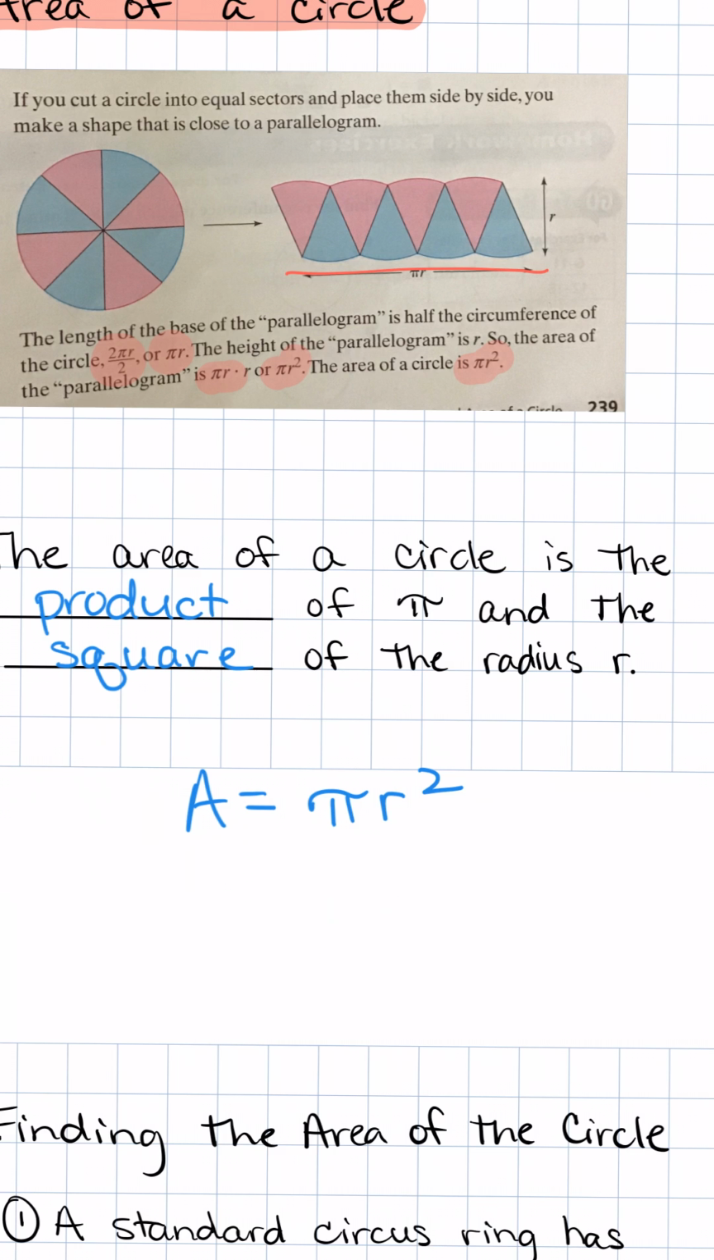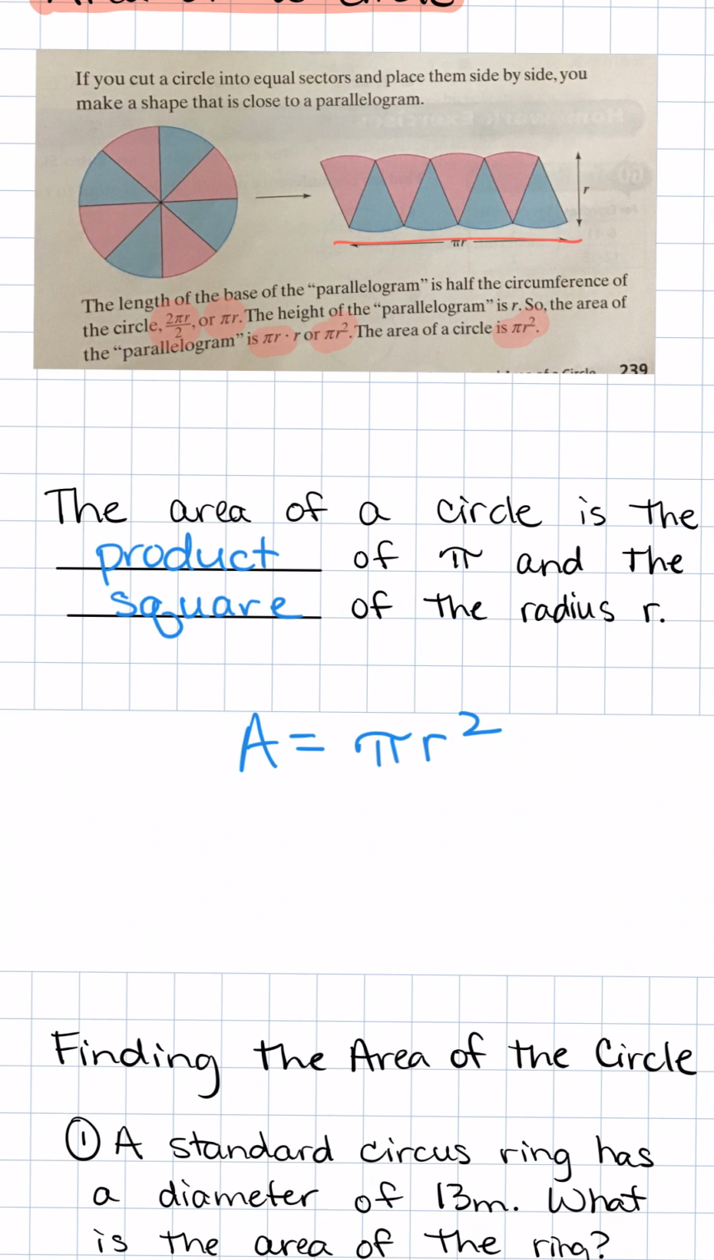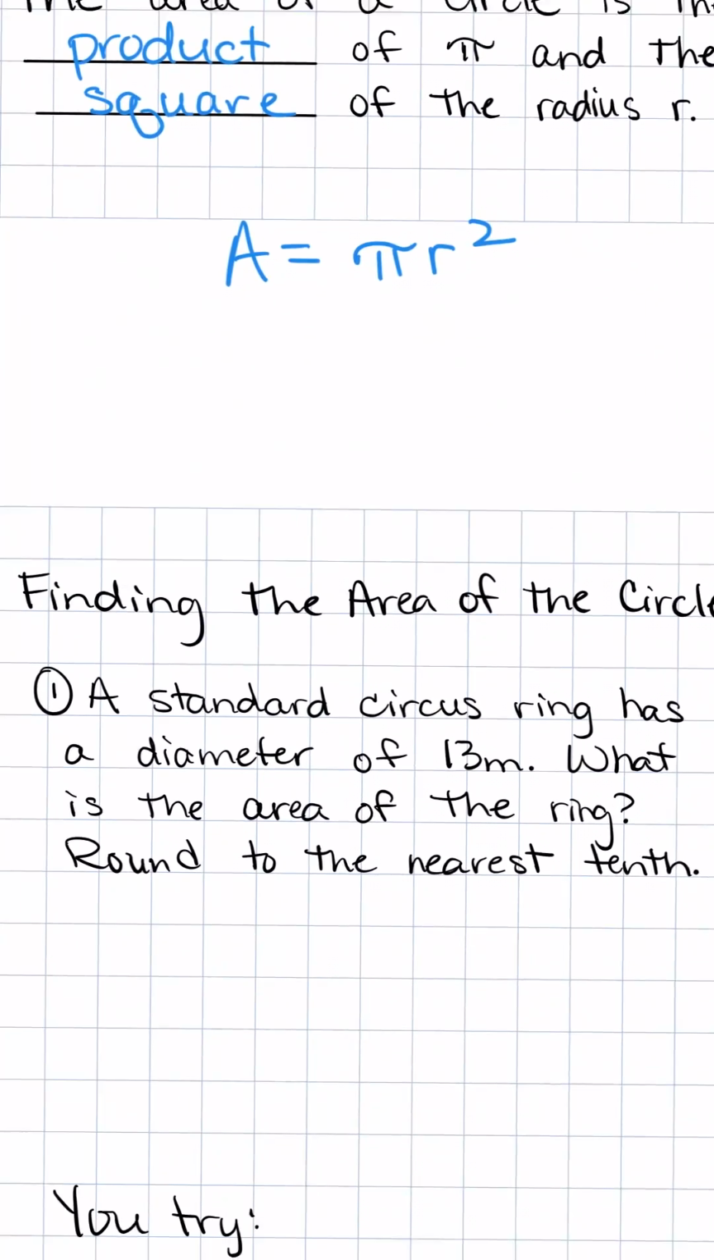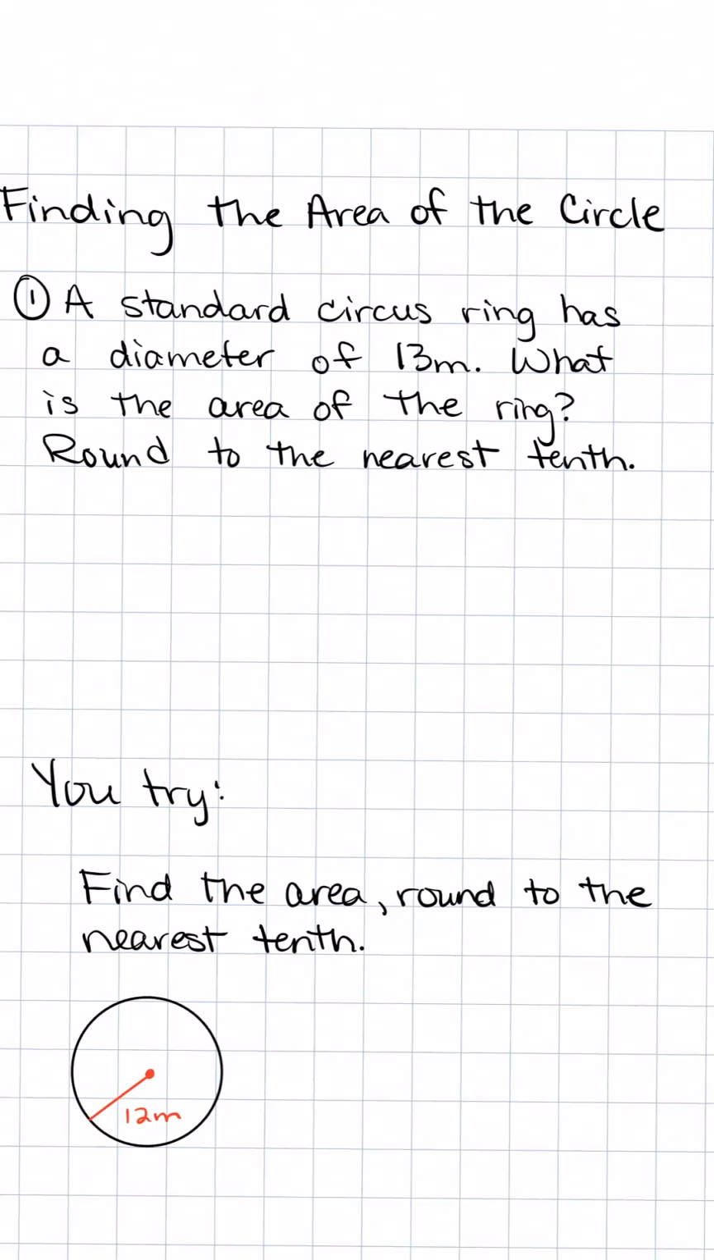So that means we'll always need to know the radius. And so if they only give you the diameter, you're going to have to find the radius by dividing the diameter by 2. So let's jump in and try one out.